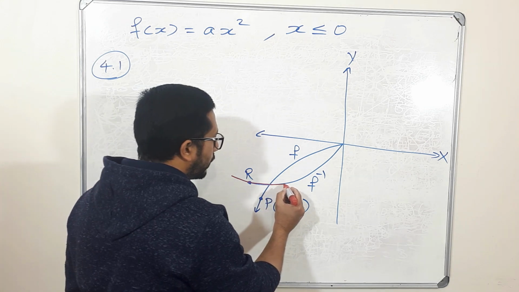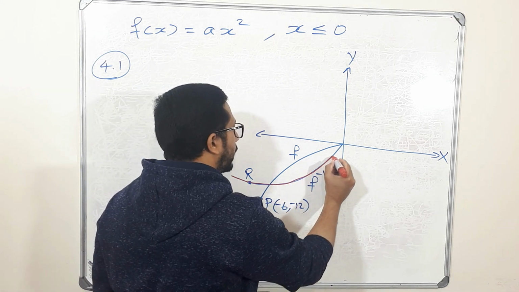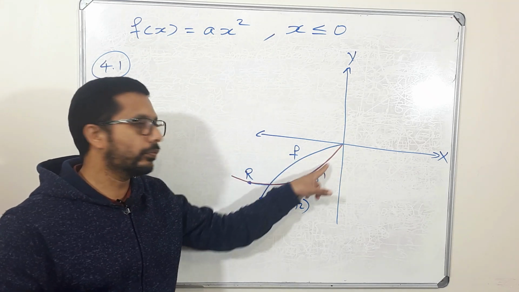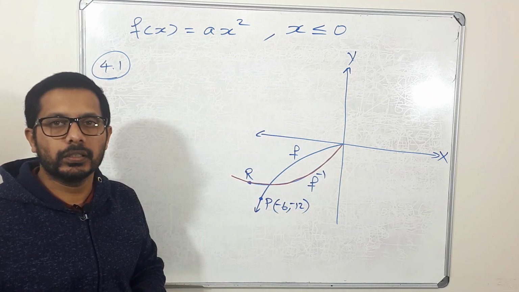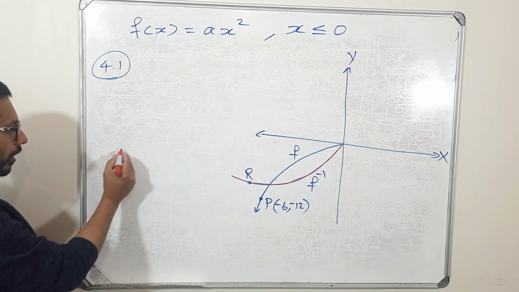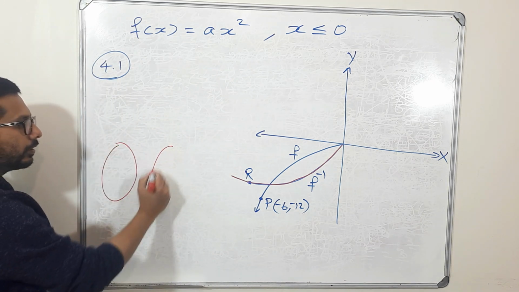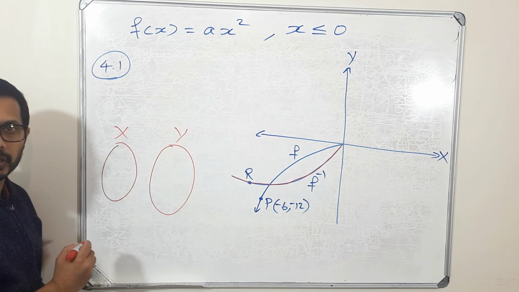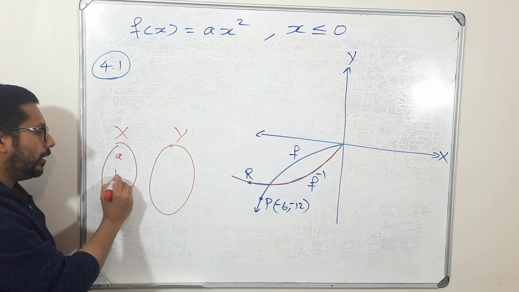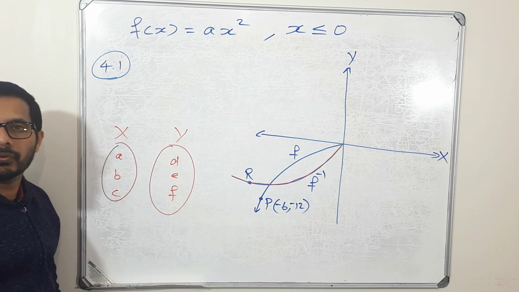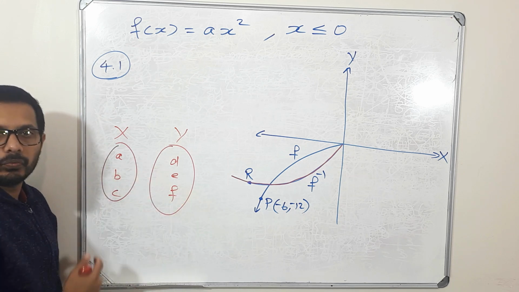Let me draw that f inverse graph with a red color. So is this graph f inverse a function or not? What is the meaning of function? For every x value, you remember this one, you studied in grade 10. These are the x values and these are the y values. Okay, for example, a, b, c, d, e, f, these are the elements of x and y.